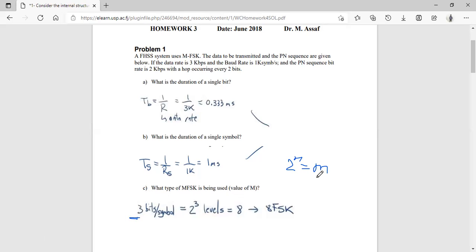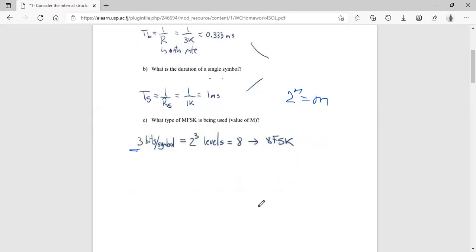To calculate our m, we use this n that we obtained, 3, and raise 2 to it. So m is equal to 2 to the power of n. With n equal to 3, 2 to the power of 3 is the number of levels, which is equal to 8. So 8 is the value of m, which is equal to 8 FSK, 8-level frequency shift keying.